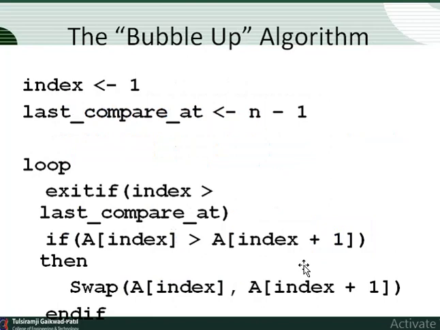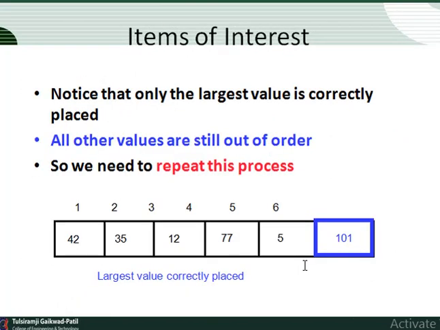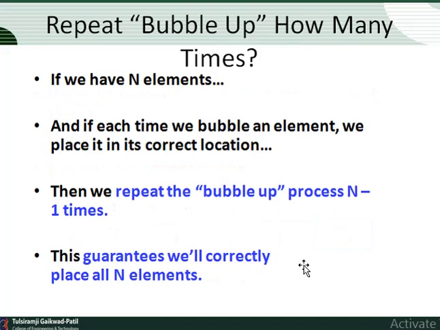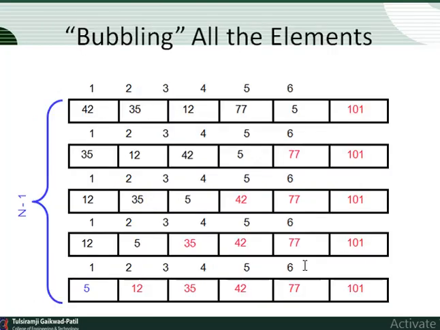Now we repeat the bubble up algorithm. There are other values that are still out of order. Again we start from the first element. If we have n elements, and each time we bubble an element we place it in its correct location, then we repeat the bubble up process n-1 times. Of course, for n elements we have to bubble up n-1 times. This guarantees that we'll correctly place all the n elements in sorted order.